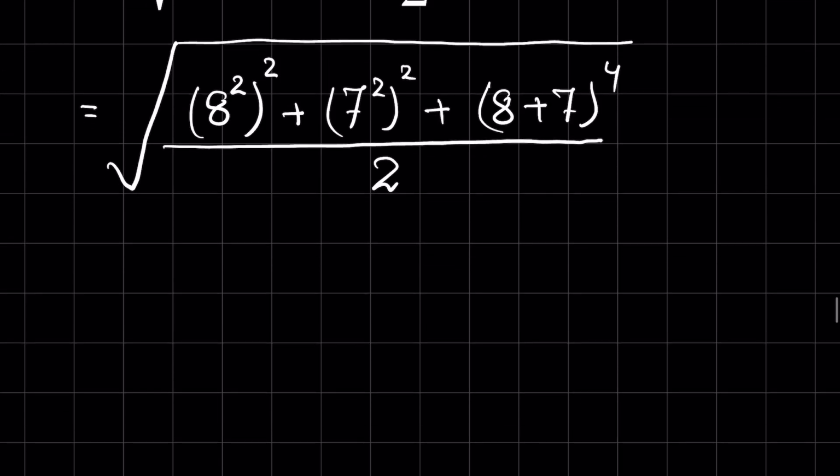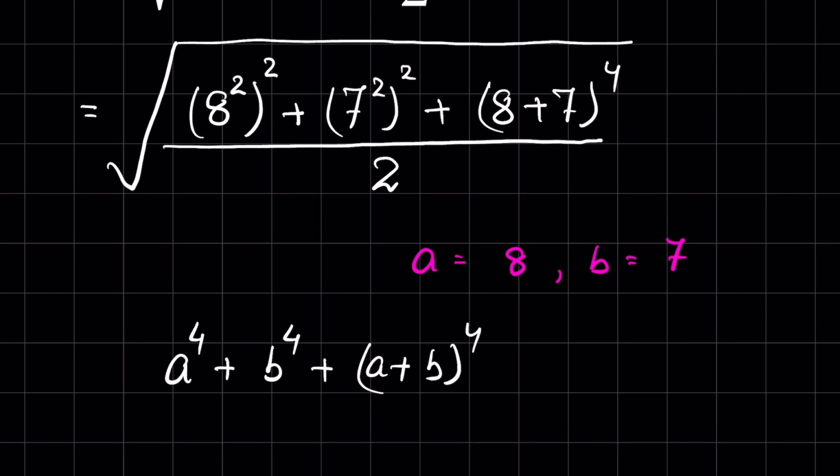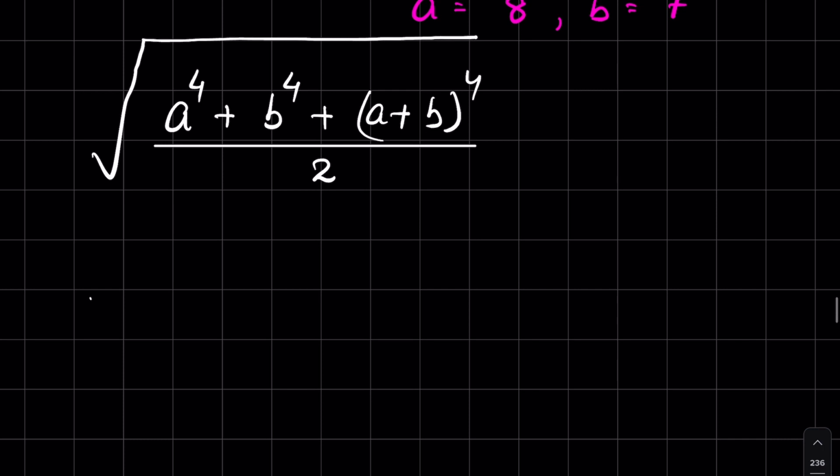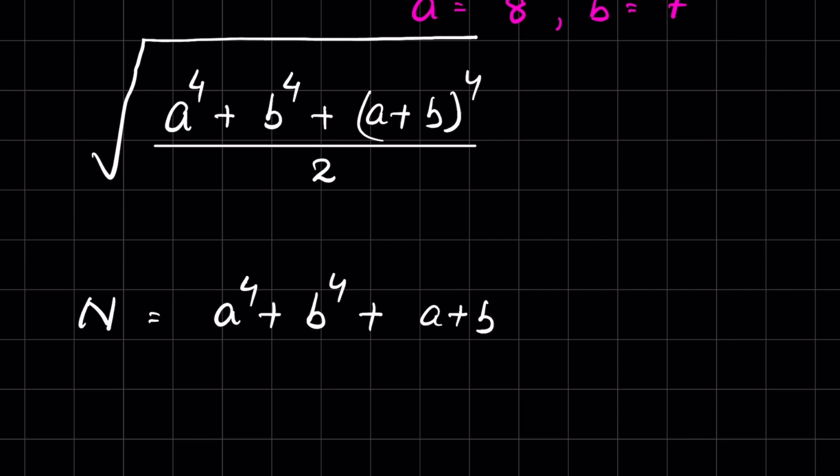Now let's consider a equal to 8 and b equal to 7. In that case, we have the square root of a⁴ + b⁴ + (a + b)⁴ upon 2. Now let's first deal with the numerator. We have a⁴ + b⁴ + (a + b)⁴.